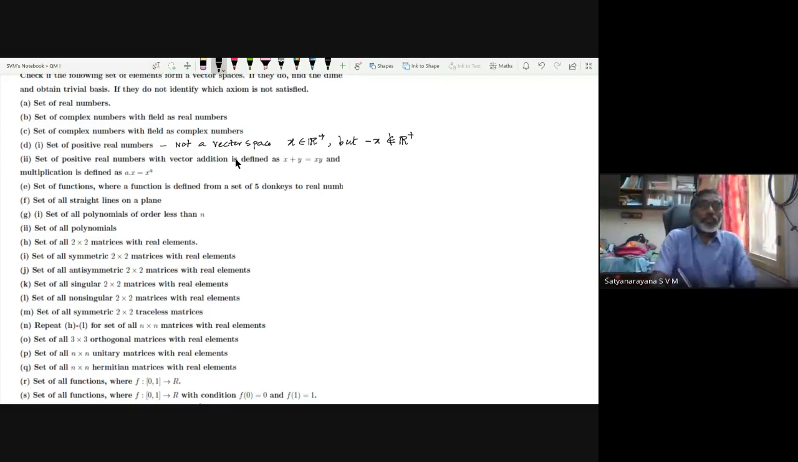But now here I gave you another thing. If you define your vector addition in this way, I want you to notice that whenever I say x plus y, it is x into y. And whenever I say scalar multiplication a into x, it is x power alpha. So if I modify the same set with this vector addition and scalar multiplication, it will become a vector space. Okay, so this is just to play around.